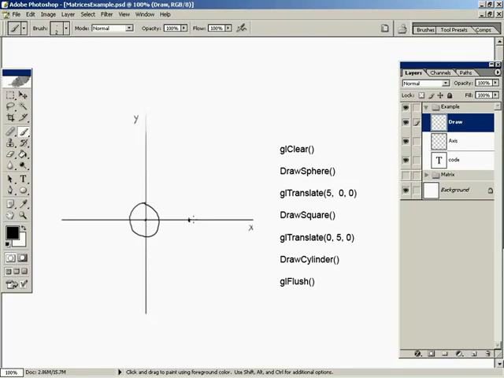And the next thing that we create is a square. So we're going to draw a square. And that square gets created right there. All right, very good.